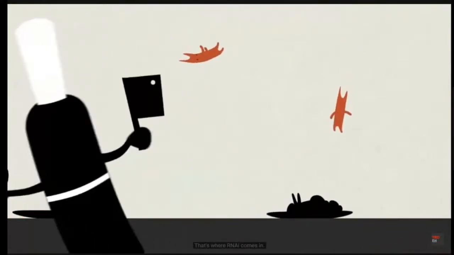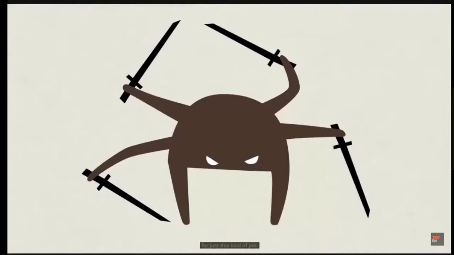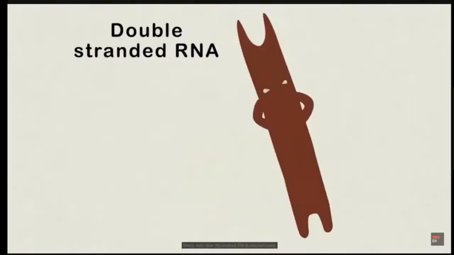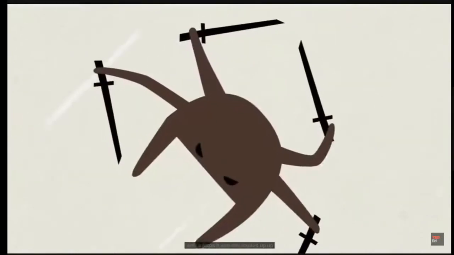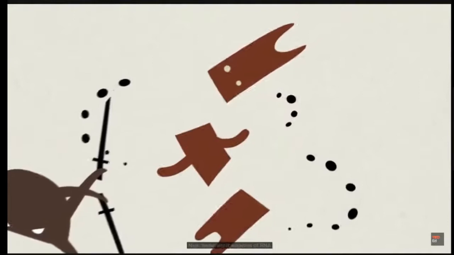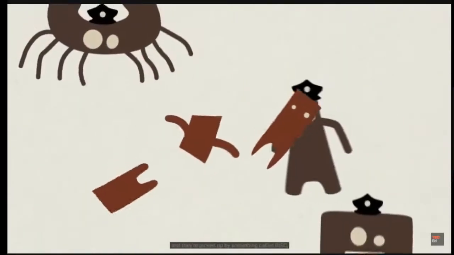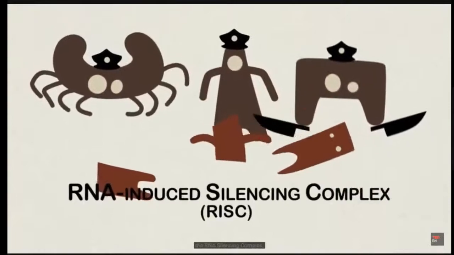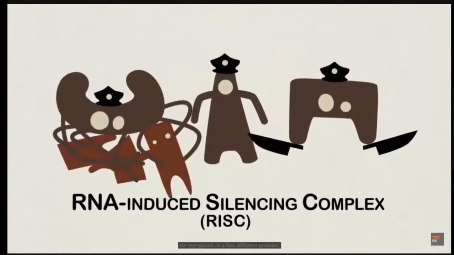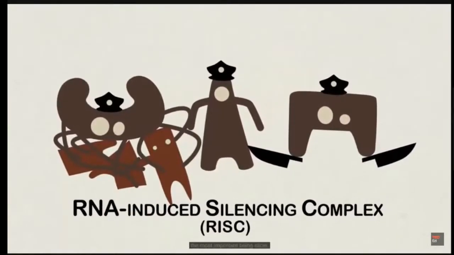Thankfully, your cells have the perfect knives for just this kind of job. When the cell finds or produces long, double-stranded RNA molecules, it chops these molecules up with a protein aptly named dicer. Now, these short snippets of RNA are floating around in the cell, and they're picked up by something called RISC, the RNA silencing complex. It's composed of a few different proteins, the most important being slicer.